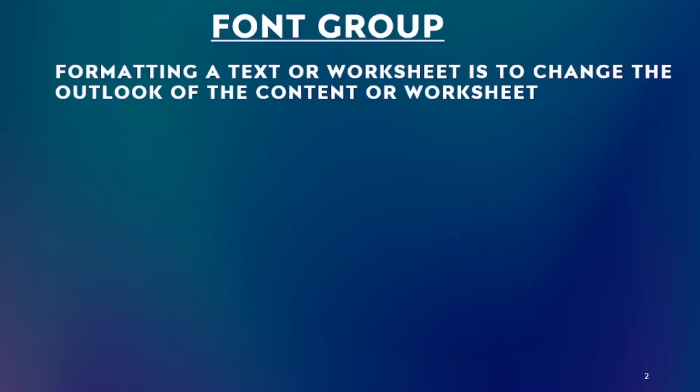So we're looking at the font group. Inside the font group, what do we mean by formatting a text or worksheet? It means to change the outlook of the content in that cell or worksheet, whether by color or the font family, the type of font the content is made up of, or the font weight. I'm talking about boldness, italics, or underline. We want to do several things on the background of the content or on the color of the content. So that is the meaning of formatting.